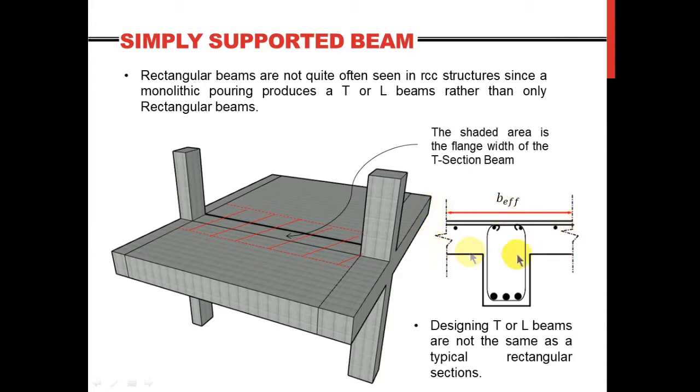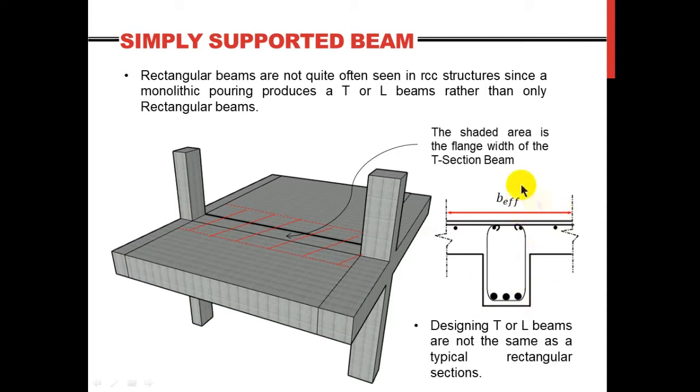It's going to have a flange. So what you can tell, it looks like a T. So this is called a T beam. And we also have L beams. So the designing process is a bit different when we consider a T beam or an L beam.